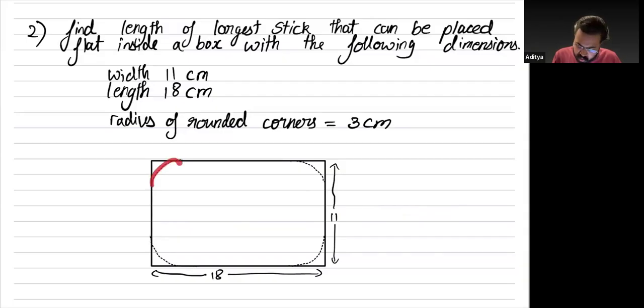So when I say rounded corners, it's the quarter circular arc. Okay. This shape is well defined. It's a quarter circular arc.